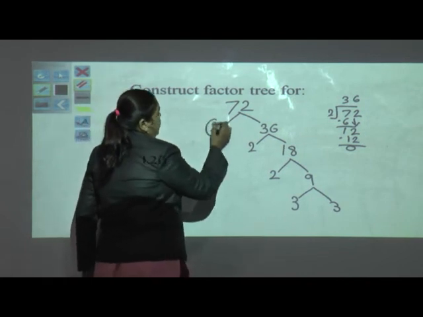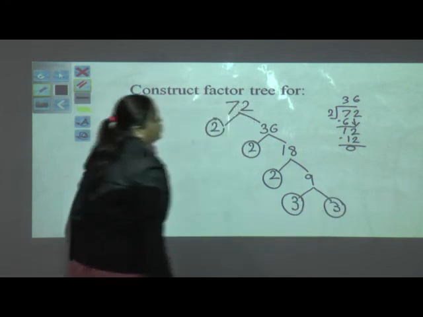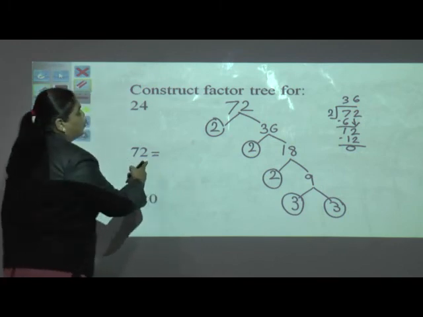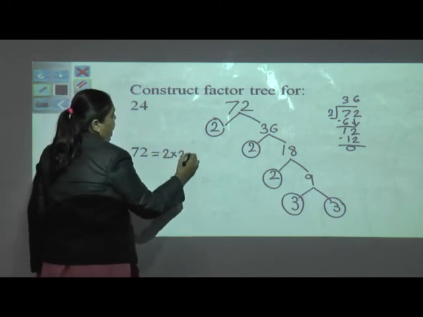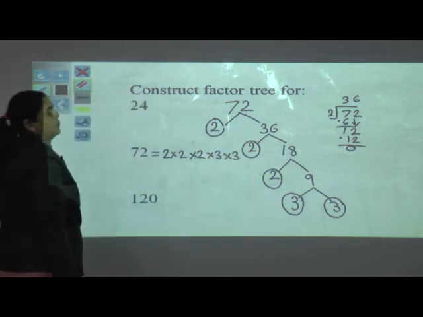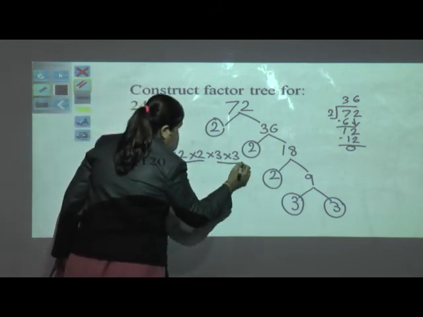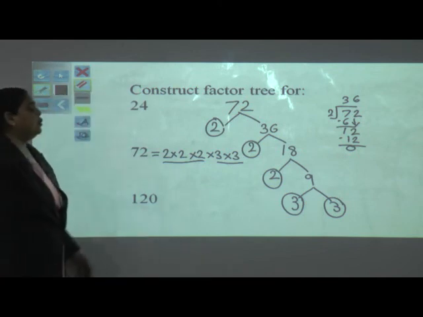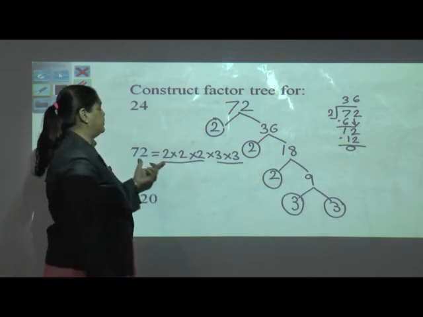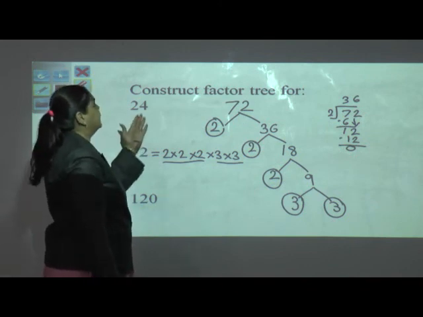All the factors which are at the end of this, that is 2, 2, 2, 3 and 3, are the factors of 72. So we can write factors of 72 are 2 multiplied by 2 multiplied by 2 multiplied by 3 multiplied by 3. If you want to check, you can multiply these together and find out whether what we have done, removing the factors by the tree method, is correct or not.